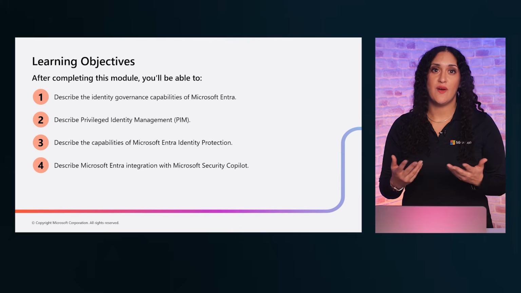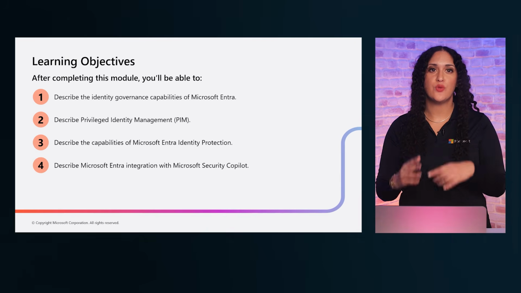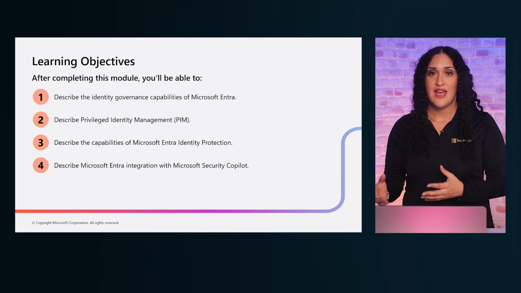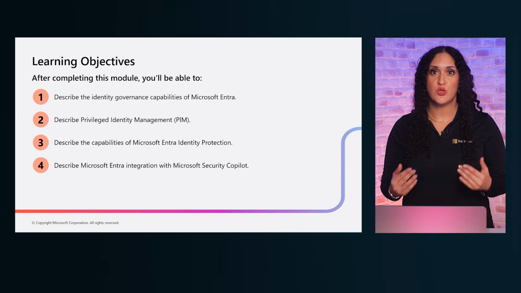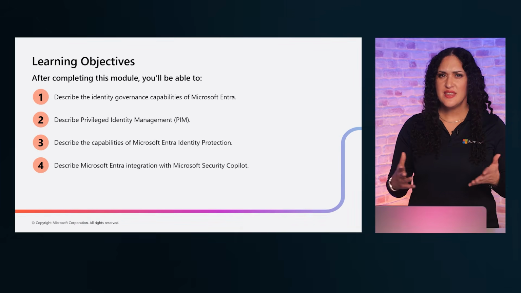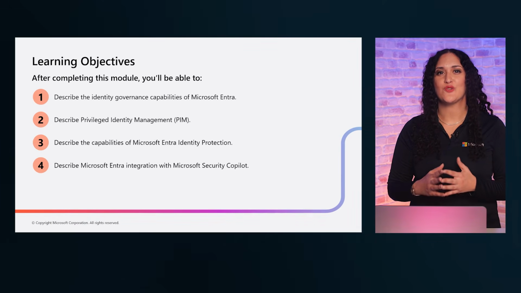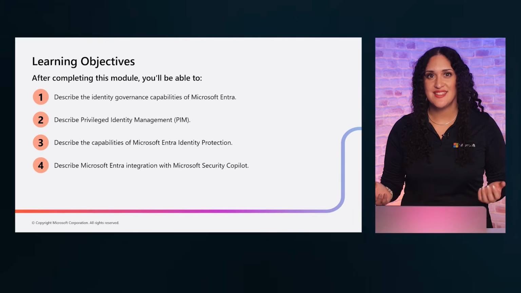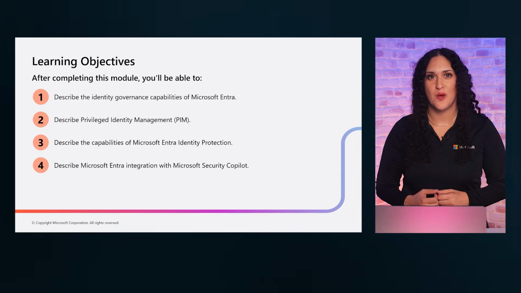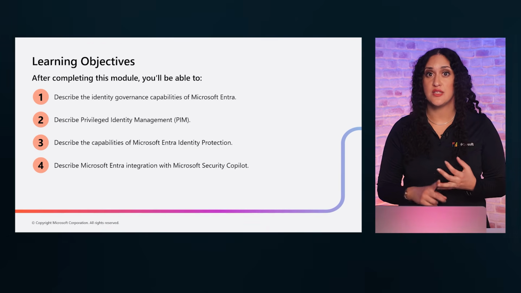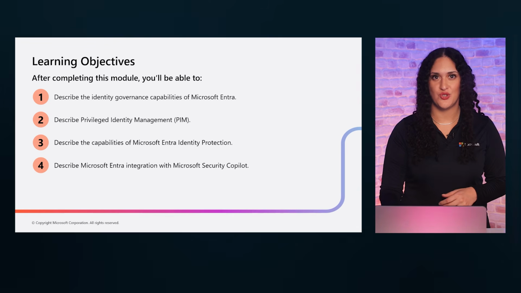We will explore how identities are managed throughout their lifecycle, from join to move to leave, and how privileged access is controlled and monitored, and how risky users and sign-ins are detected and remediated. This section also introduces how Microsoft Entra works with Microsoft Security Copilot to provide clear insights, recommendations, and faster response to identity risks by helping you justify audits and continuously improve your security posture.